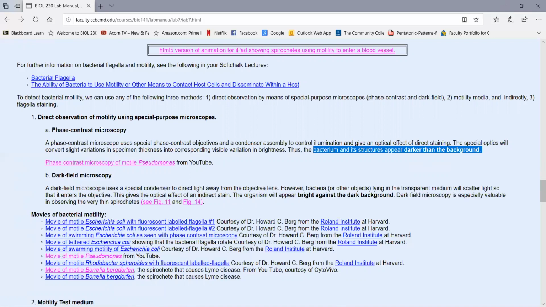So we normally would set this up under our phase contrast microscope in the lab, but these days there's so many good videos of that on YouTube that you can actually see it better there. So this is a link to a phase contrast microscope showing you motile Pseudomonas. And we'll load that video in.